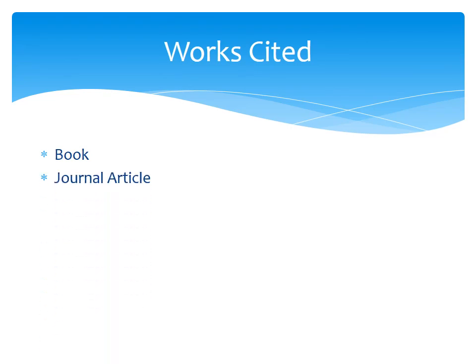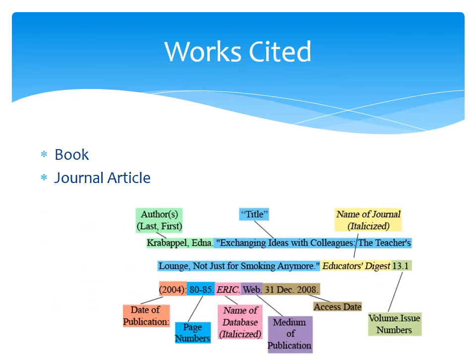Next, let's look at a journal article citation. It would be very similar. You'd have first the last name and first name of the author. The title would be in quotation marks, and the journal is what would be italicized. You would have the volume, or if there were issue numbers, that would be included. You'd have the date of publication, the pages that it was found on, the name of the database that you found the journal article from, the medium of publication, which would be web if it was an online journal, and the date that you accessed it.